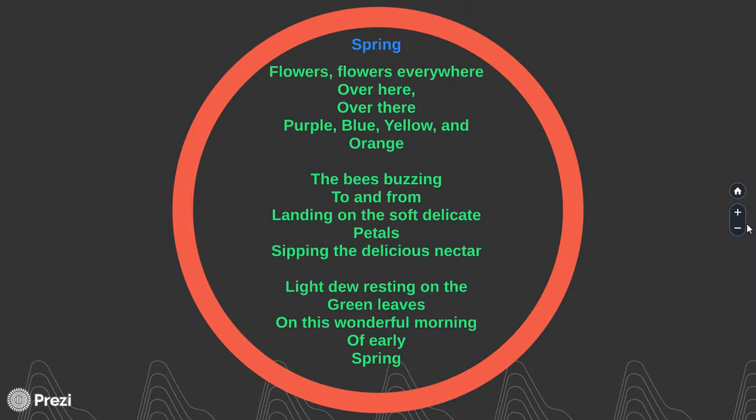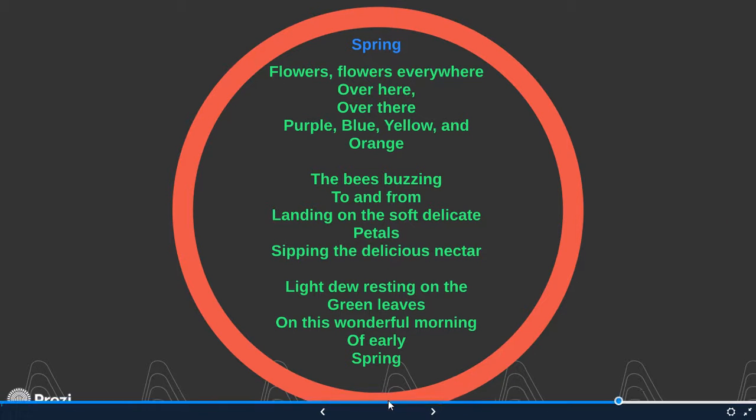We have all 5 senses in there. We have all 5 examples of descriptive language. We have sight, where you see flowers and you see the colors of the flowers as well. We have hearing, you could hear the bees buzzing. And then we also have touch, that you can almost feel the soft, delicate petals, or you can almost feel the light dew resting on the green leaves. We also have the smell, because if you can smell the flowers, literally smell the flowers. And then we have taste, the sipping of the delicious nectar.